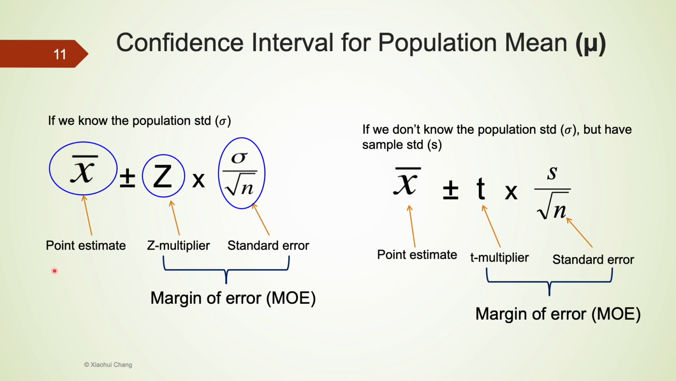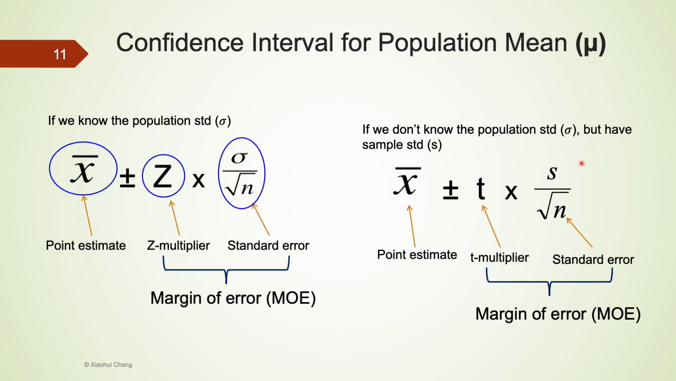The point estimate is the sample mean, or x bar. The margin of error, MOE, is a product of two things. The first is a z-multiplier, and the second is a standard error of the sample mean. The z-multiplier is a z-score that can be calculated using either Excel or z-table and depends on the confidence level.